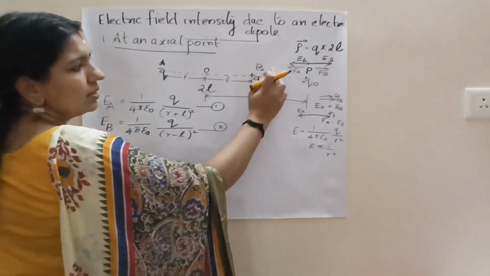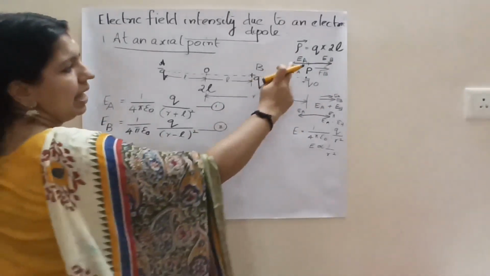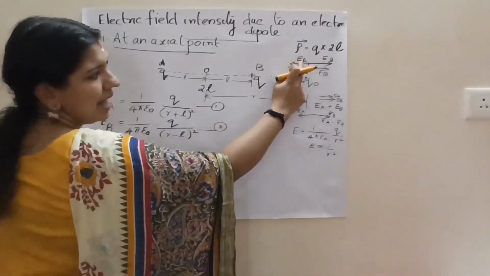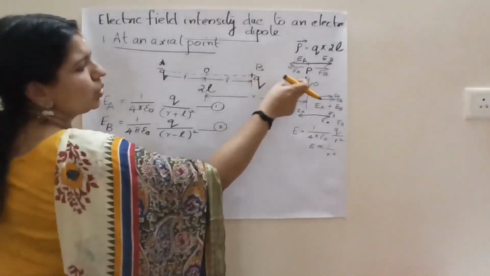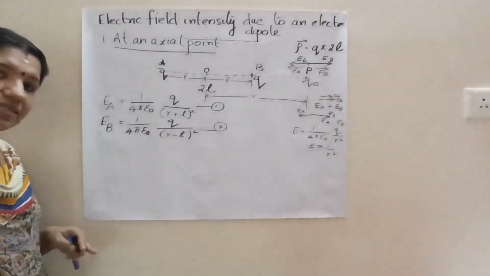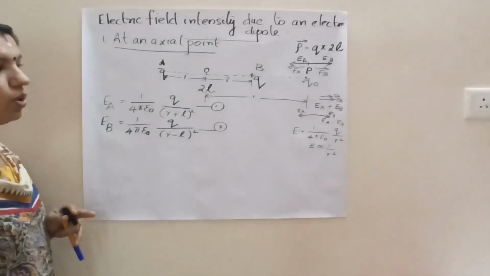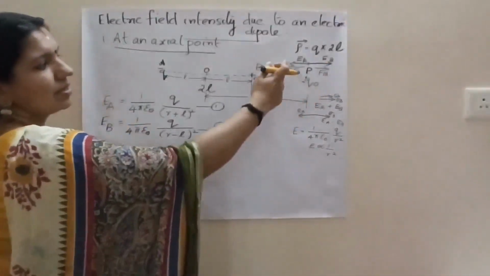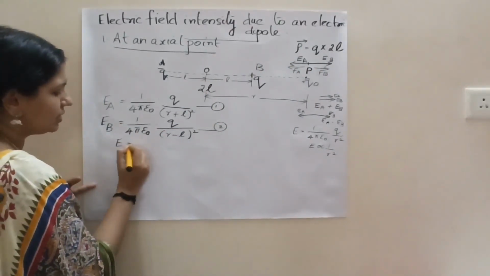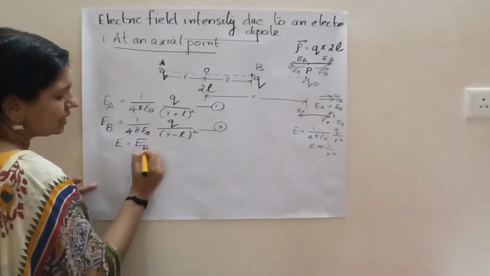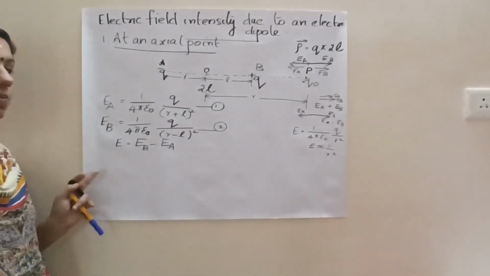Now, here this EB must be larger than EA. Right? Because the distance from plus Q to plus Q naught is less when compared to minus Q to plus Q naught. So this EB is always greater than EA. So how can I write the net electric field? E is equal to EB minus EA. This much is clear? EB minus EA.